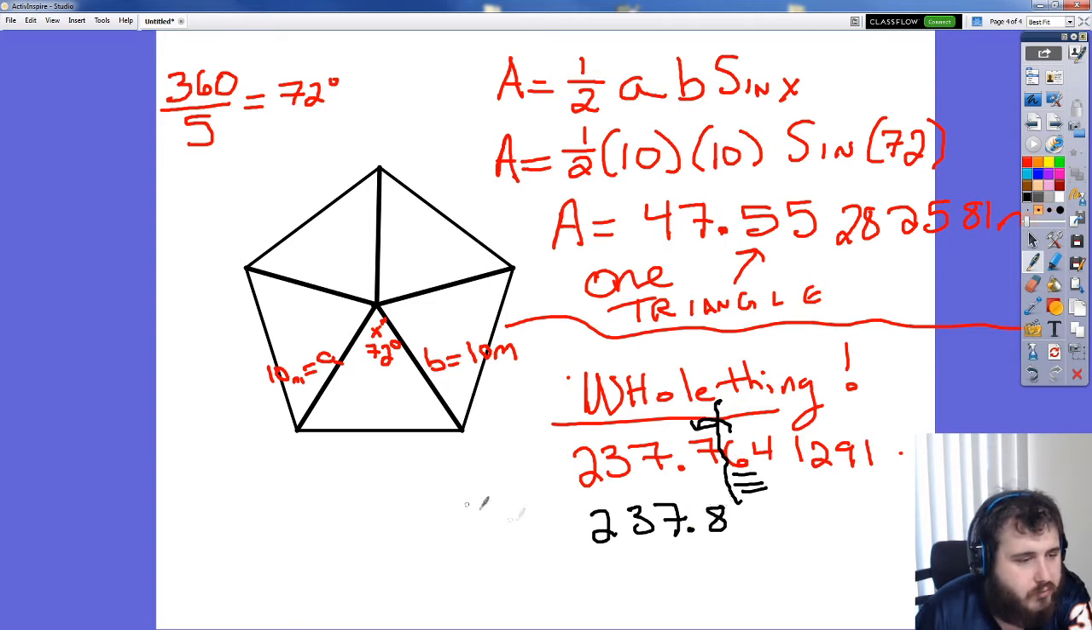And then our units for length were meters, but since we are talking about area, we want it to be a square unit, meters squared. And this would be our answer right here.